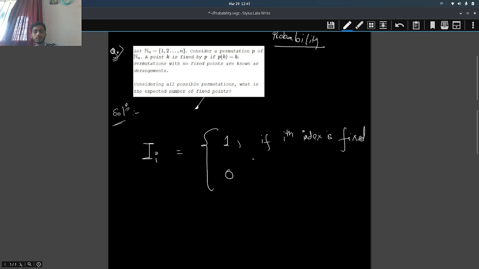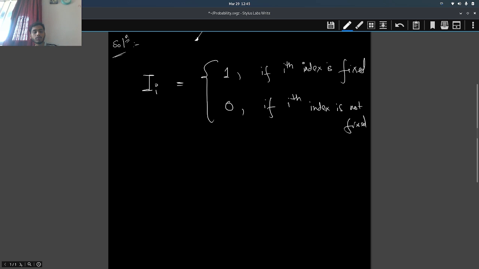So how does the indicator random variable help? We will denote the indicator random variable I_i. Indicator random variables take only the values 1 or 0: 1 if the ith index is fixed, and 0 if the ith index is not fixed.